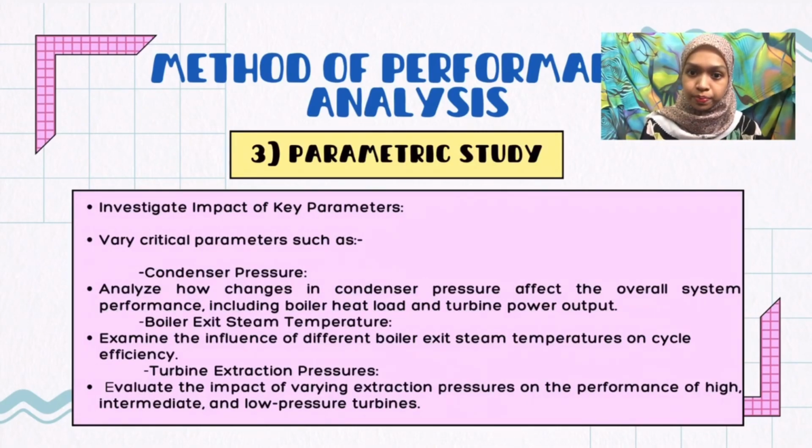turbine power output. The second one is boiler exit steam temperature. Examine the influence of different boiler exit steam temperatures on cycle efficiency. The third is turbine extraction pressures. Evaluate the impact of varying extraction pressure on the performance of the high, intermediate, and low pressure turbines.